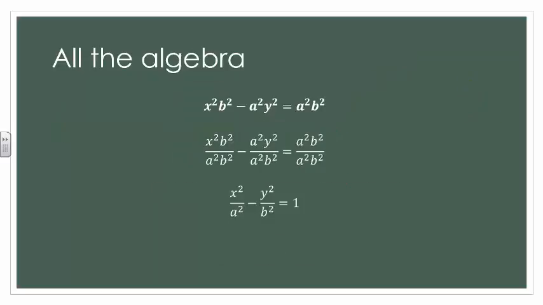We're almost there. We divide everything by a squared b squared, and this gives us x squared over a squared. Those b squareds cancel out. Over here we have y squared over b squared with the a's canceling. And this is a special form of 1. And we can see we are left with the equation of a hyperbola centered at the origin.